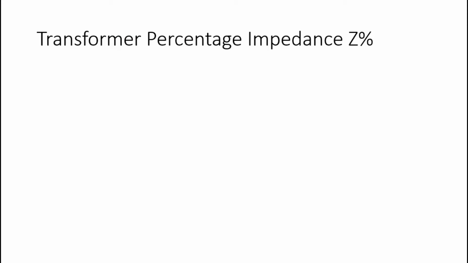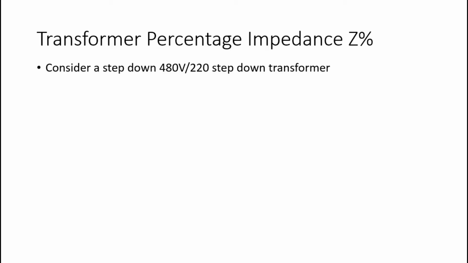Let's start. In order to understand how to calculate the short circuit for a transformer, you have to first understand the basic concept of percentage impedance. So in order to understand that, we will take an example of a transformer which steps down the voltage from 480 volts to 220 volts and has a percentage impedance equal to 5%. Now what does it mean to have a percentage impedance of 5%?